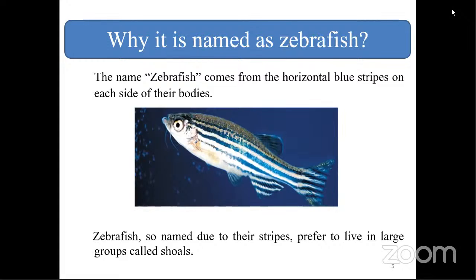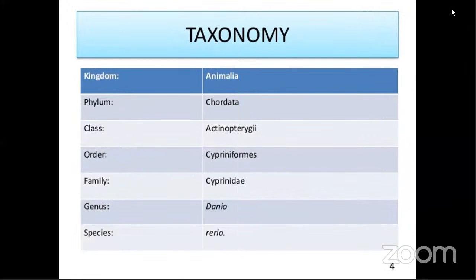It is named for its stripes. They prefer to live in large groups called shoals. Many animals can live together in one place. That's the reason this species is called zebrafish. Coming to the taxonomy.